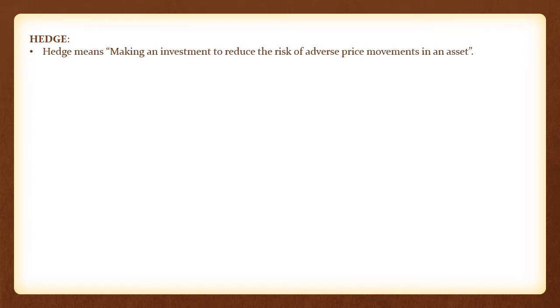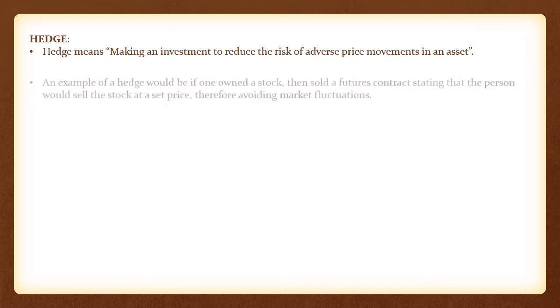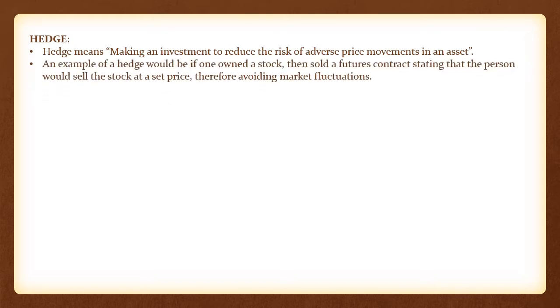Hedge means making an investment to reduce the risk of adverse price movements in an asset. An example of a hedge would be if one owned a stock, then sold a futures contract stating that the person would sell the stock at a set price, therefore avoiding market fluctuations.